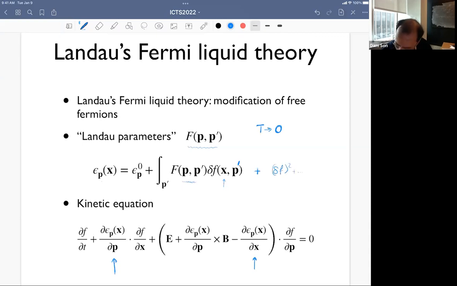Landau said that in this theory, if we are interested only in the two-point function, we can ignore this term. So this is now only a function of two momenta p and p prime. What is important is only the case when the two momenta p and p prime are on the Fermi surface, since we are at zero temperature. And so here it's actually a function only of the angle between p and p prime, in the rotationally invariant theory.